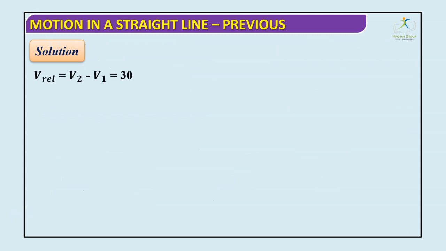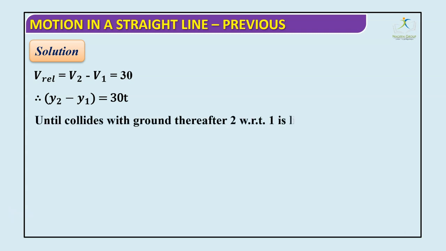We know that V relative is equal to V2 minus V1, which comes to 30. And hence we can say Y2 minus Y1 is equal to 30t, because displacement is equal to velocity into time. Until one stone collides with the ground, the motion of the second with respect to the first is like free motion. So the correct option will be 3.